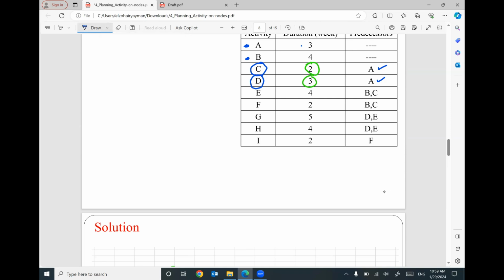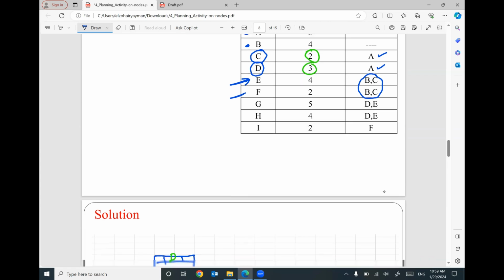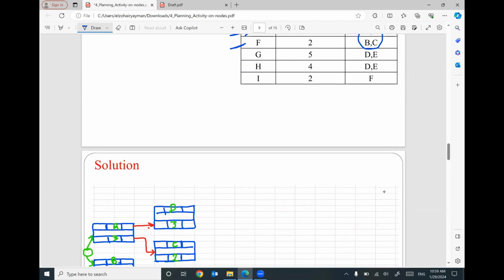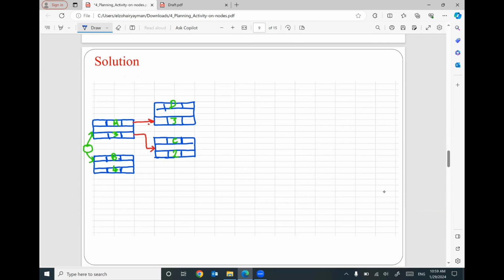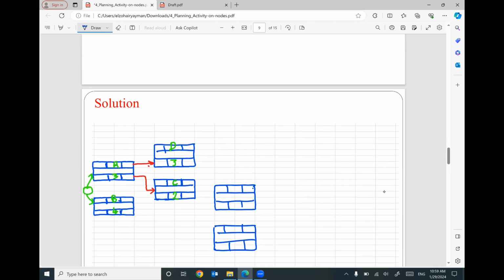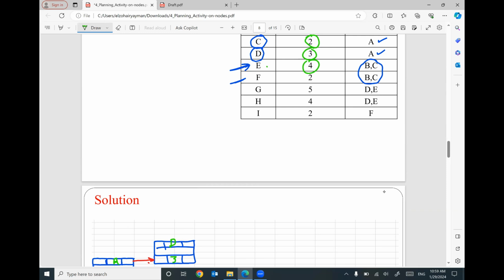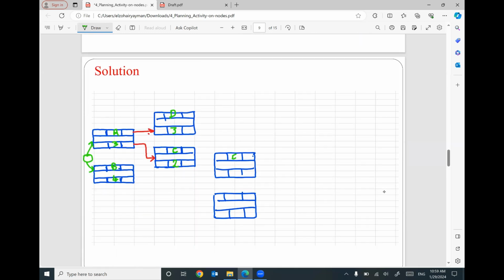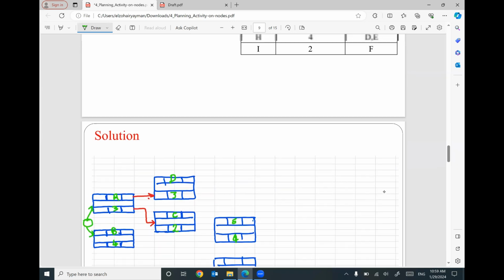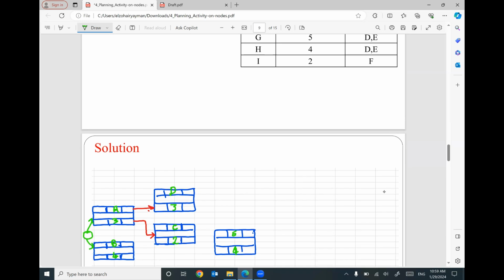Let's continue with E and F, which have predecessors B and C. So I will construct E here and F. Just rearrange your rectangles to make sure you put your activities in the right spot. So I have activity E with a duration 4, so I will put E here with duration 4, and the activity F with a duration 2.